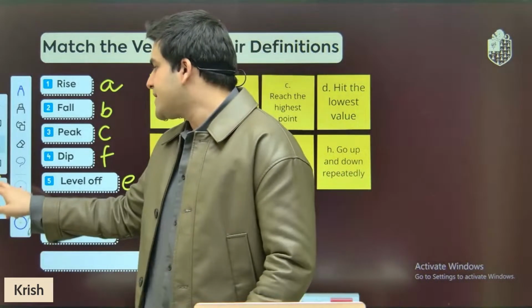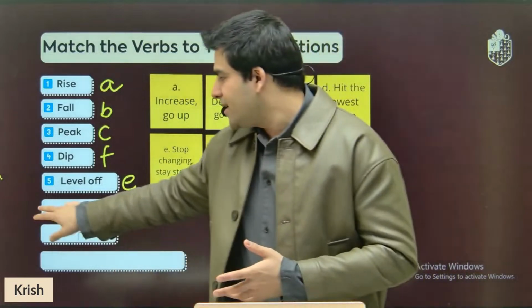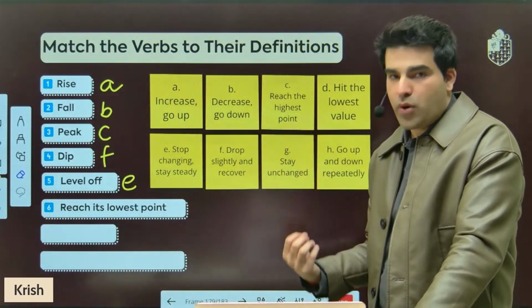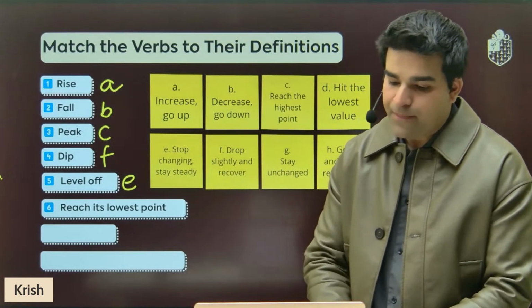Here we go. Let's look at the next word, word number 6. It's more like a phrase, actually. As you can see, it's quite long. Reach its lowest point. Reach its lowest point.